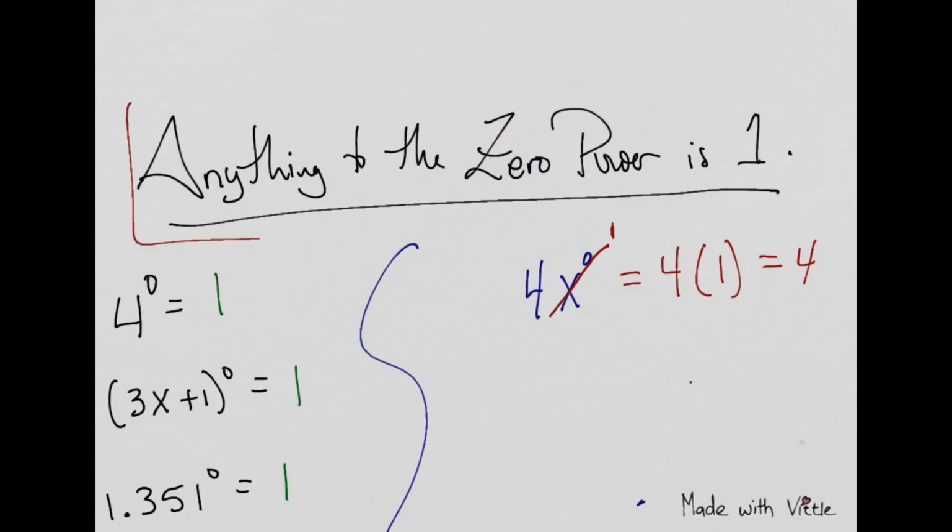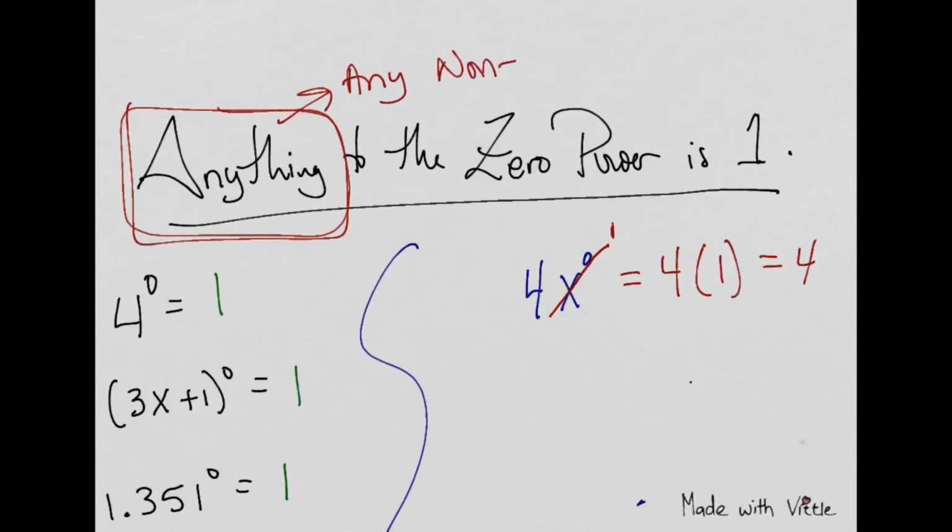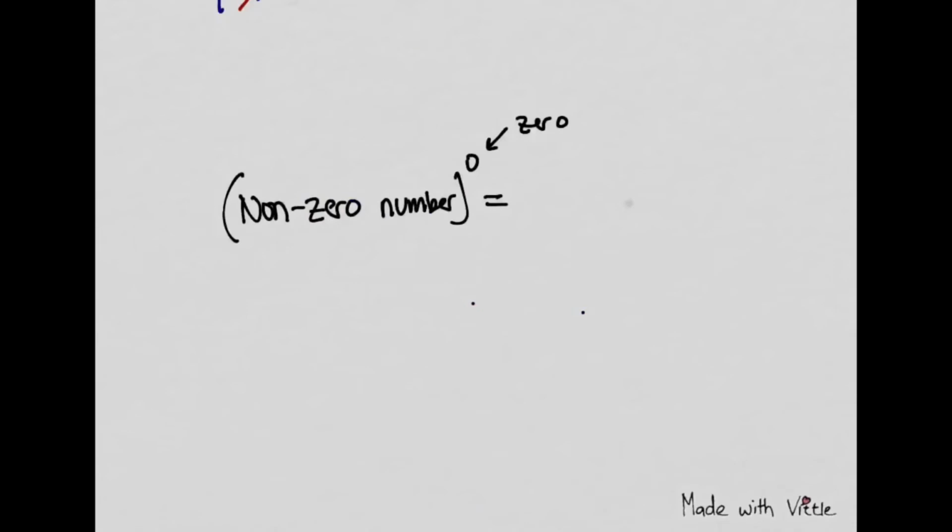Just note, when I say anything to the 0 power is 1, I mean any non-zero number. Not any non-zero number to the 0 power is 1.